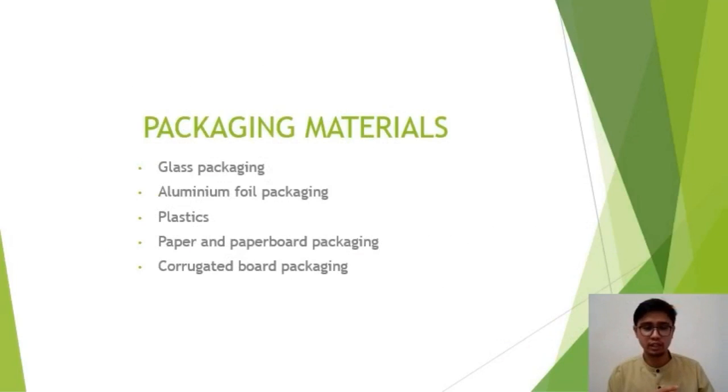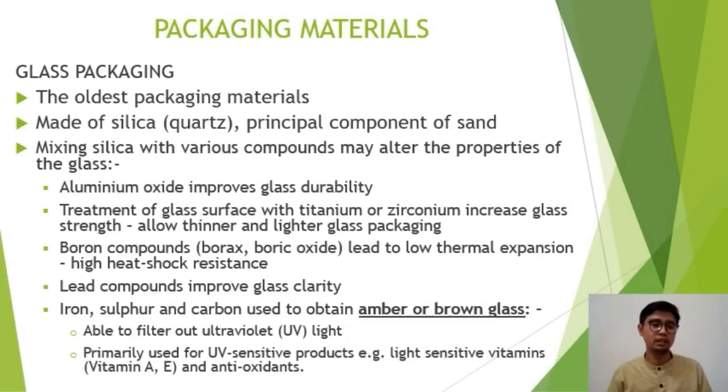Proceed to the second part of this lecture, which is packaging materials. Packaging materials include glass packaging, aluminum foil packaging, plastics, paper and paperboard packaging, and also corrugated board packaging. But in this lecture, we will only discuss the first three packaging types. The first packaging material is glass packaging.